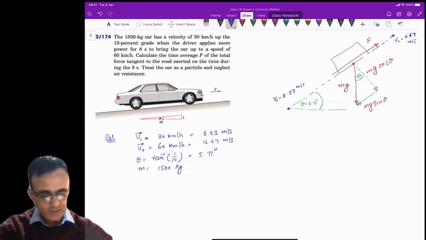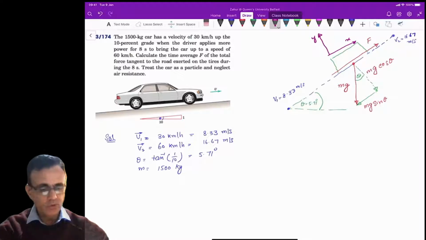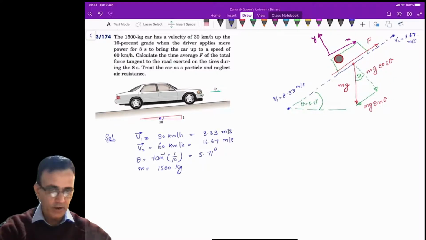We can also now identify the x and y direction of the motion here. We are assuming that our x is in this direction and y is in this direction, because the body is moving only in the x direction. So it will be easy to just consider x in this direction, so that we avoid the calculation in the y direction.